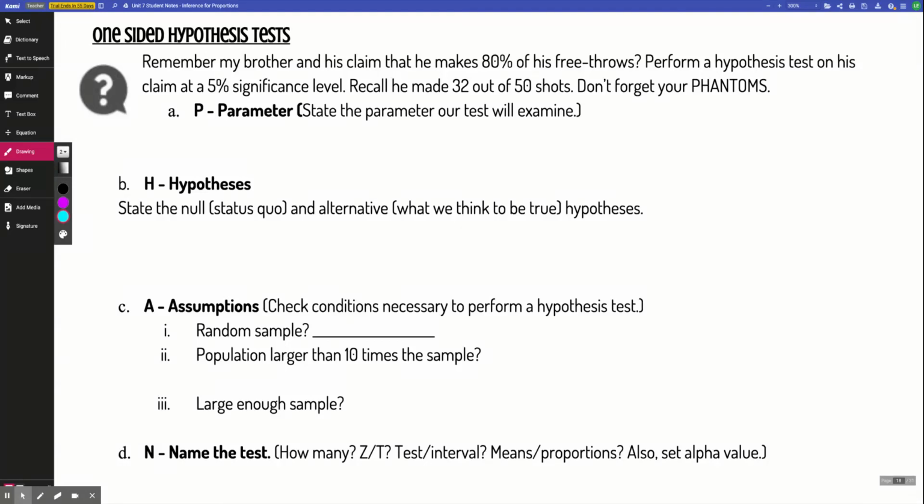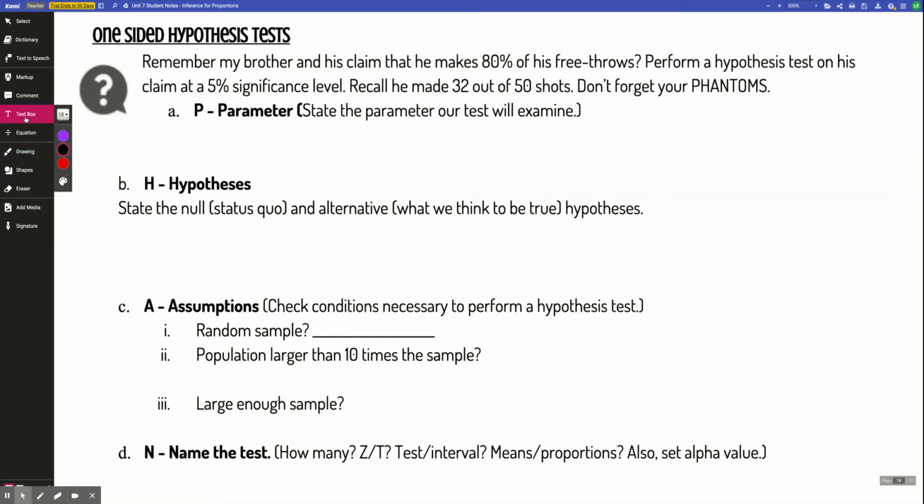Hello everybody. In this video, I'm going to walk you through a couple of examples for one-sided hypothesis tests, right? So remember, if you think back to some of the other videos, you can have a one-tailed or a two-tailed test, right? This video is going to focus on one-tailed tests. Okay, so let's go ahead and jump right into it, y'all.